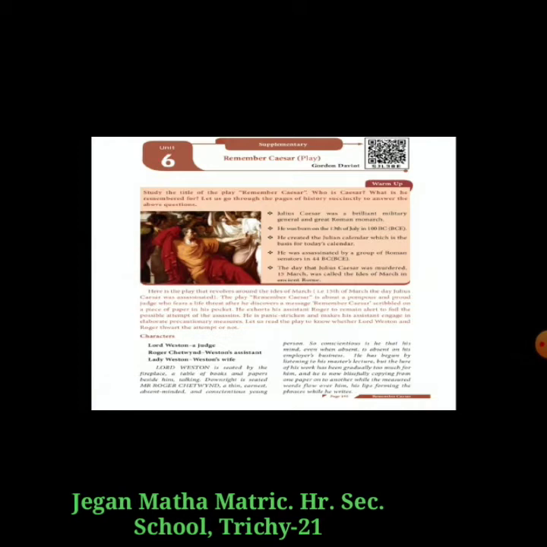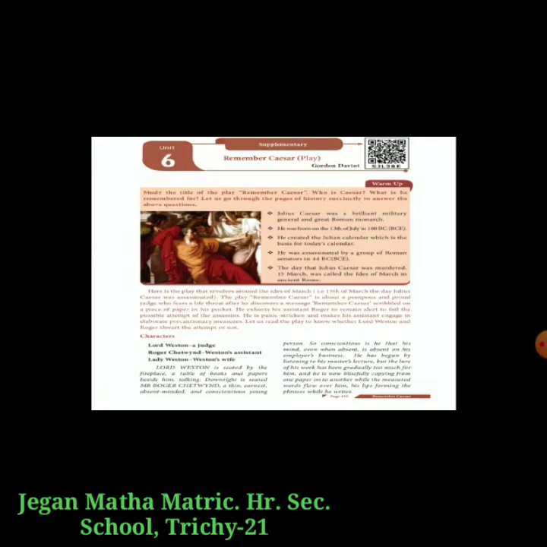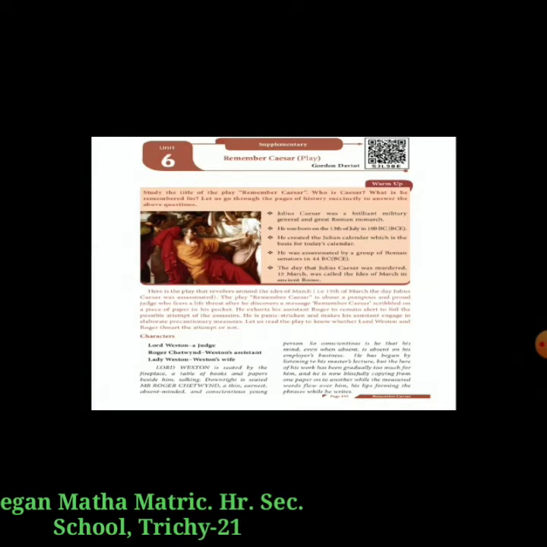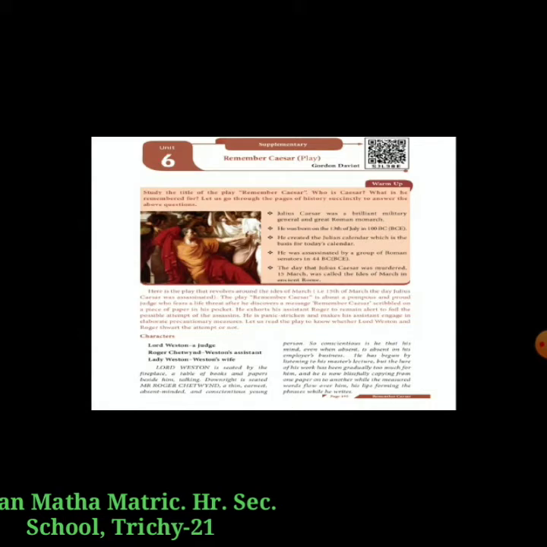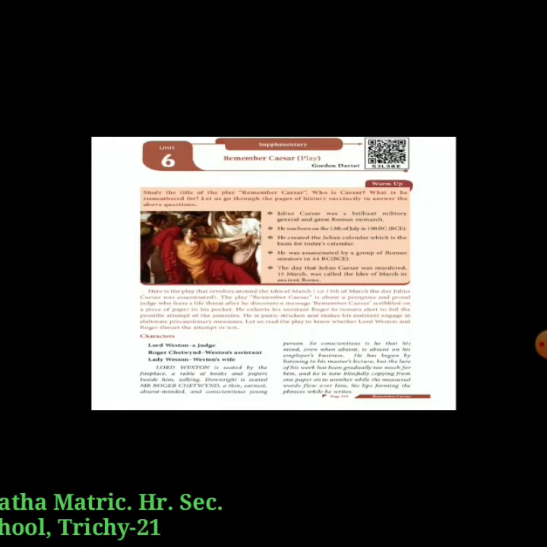Roger. Who is Roger? As I have said, Roger is an assistant of Weston, who is a judge. Being a secretary to Lord Weston, he acted upon all his master's orders and was blindly dedicated to his master. He assisted Weston in all the homework. He was also humorously pictured in this story. Lady Weston, Weston's wife Frances, had been fed up with her husband's tomfoolery.